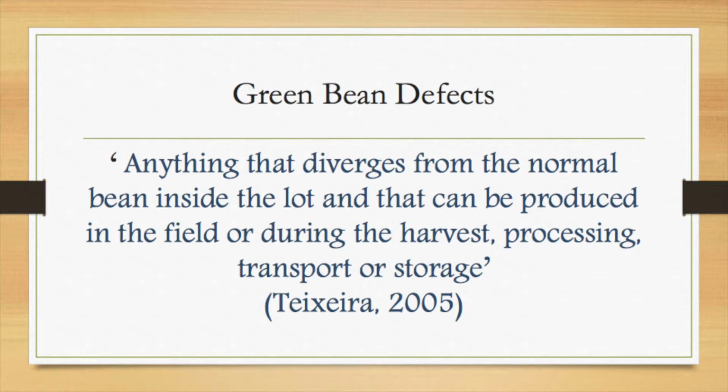So green bean defects, for me, this pretty good quote, if you're just talking about green bean defects as your starting point, is the idea that anything that diverges from the norm, basically, in the bean lots. So it's something that can be produced in the field, it can be during the harvest, it can be during processing, transport or storage. So it can become pretty problematic at all stages, but primarily we usually associate it with origin, but it can become problematic with the ways in which we store coffee in our own facilities, and also how we transport coffee.